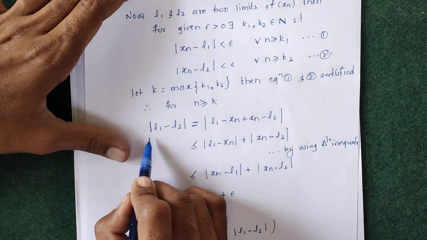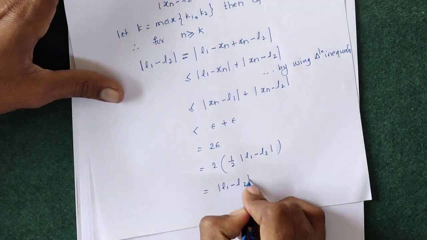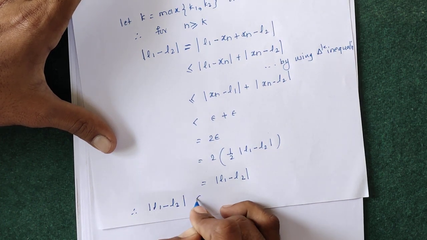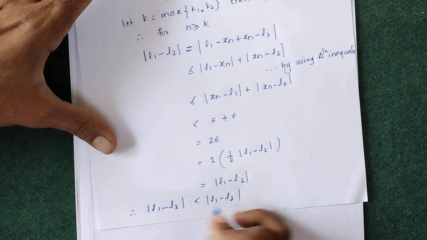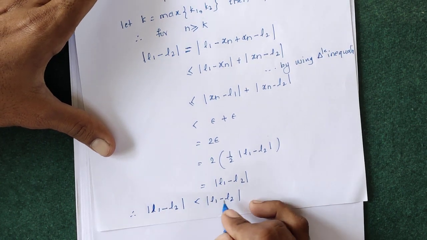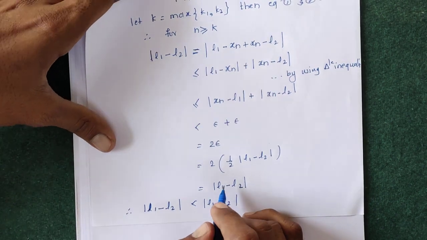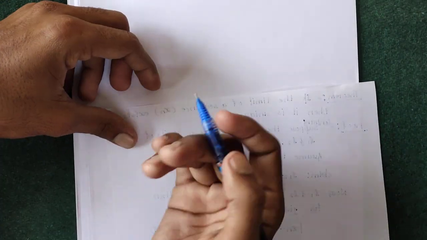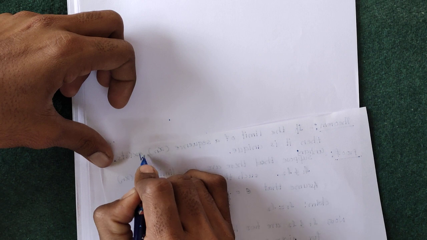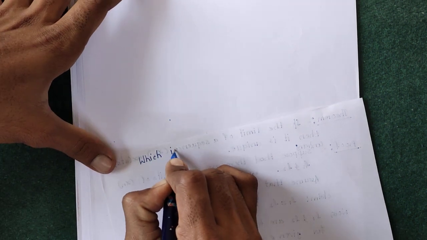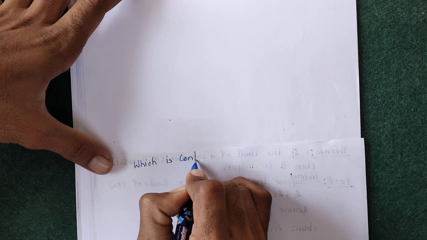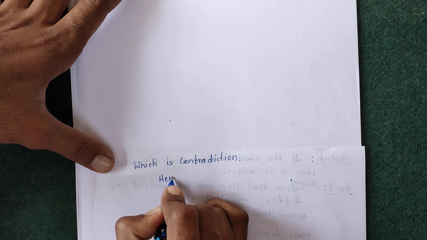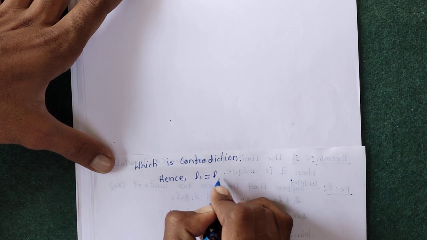So here we get mod of L1 minus L2 is less than mod L1 minus L2. Therefore we get mod L1 minus L2 is strictly less than mod L1 minus L2. Any real number cannot be strictly less than itself. This is not possible. So this is a contradiction. Hence L1 must be equal to L2.